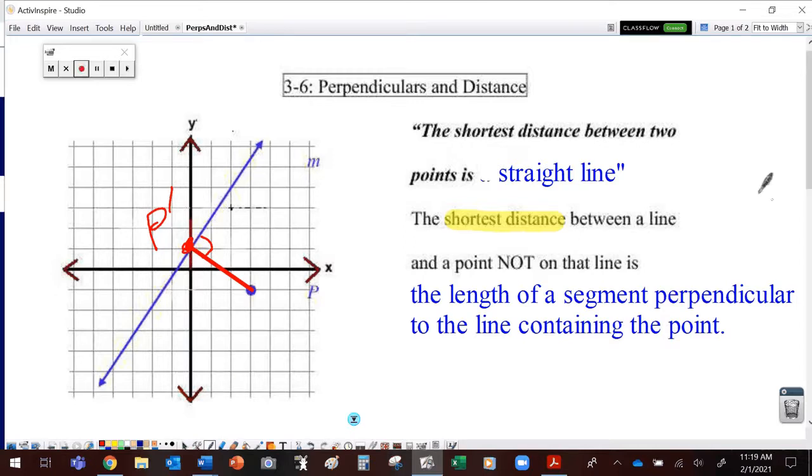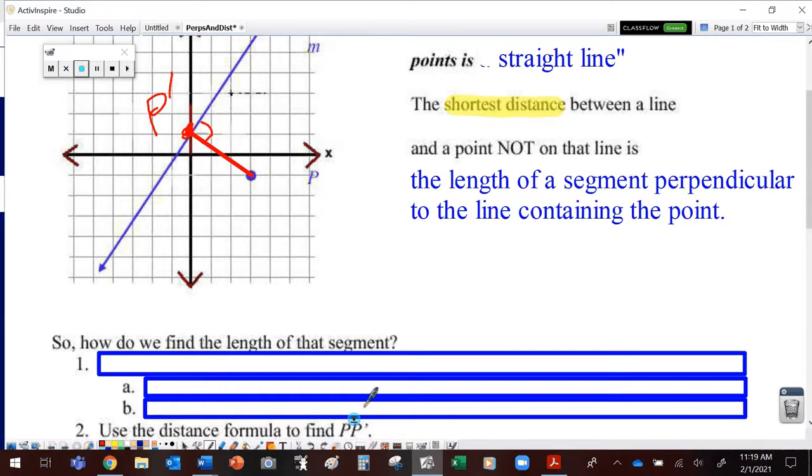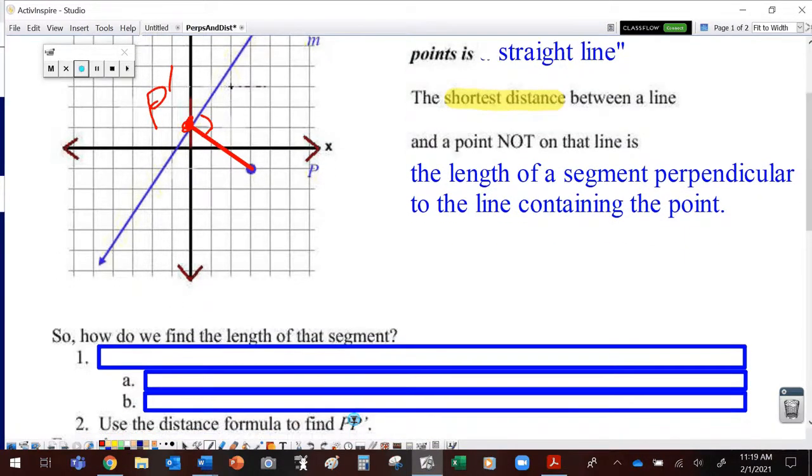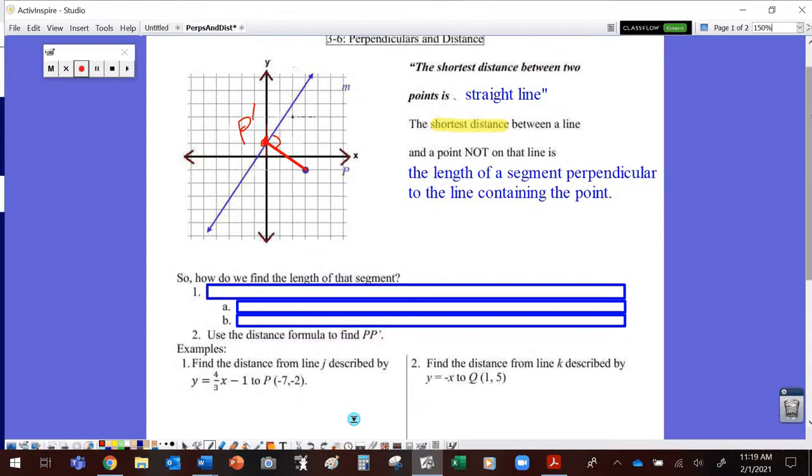Let's think about this. How would I find the length of this segment? Well, if I'm talking about a length on the coordinate plane, I'm probably going to want to use the distance formula, because that's the crux of it all. It's right down here. Let me get this the right size so we can see everything. There we go. Right here.